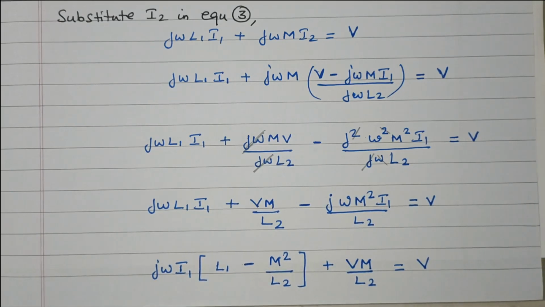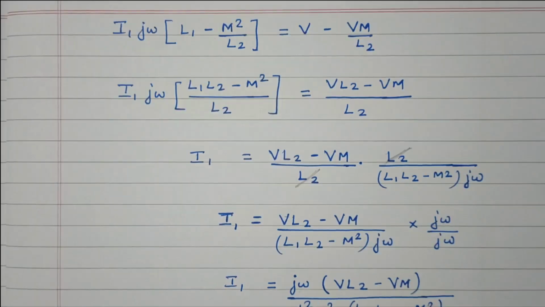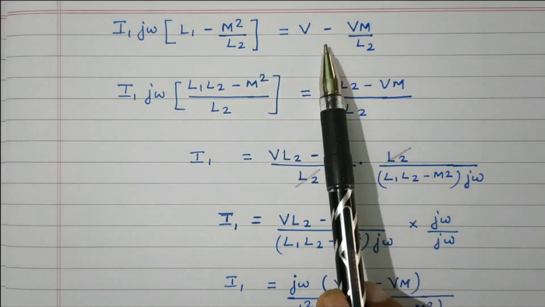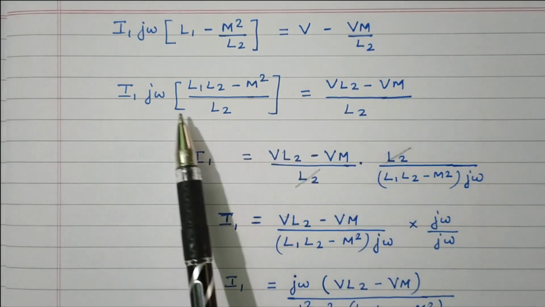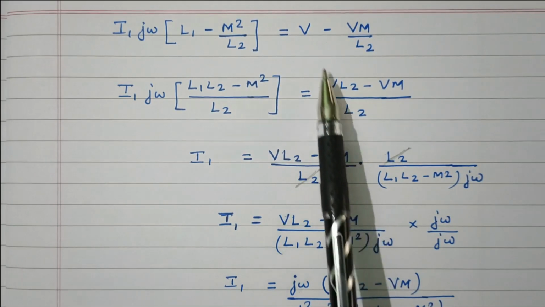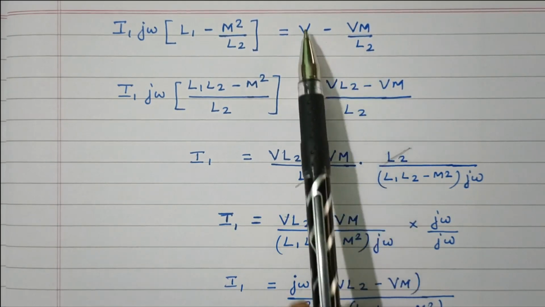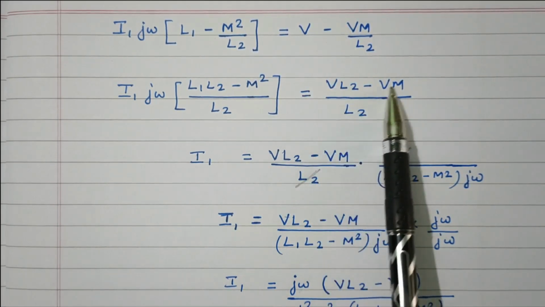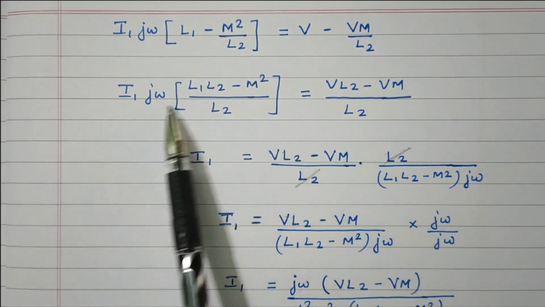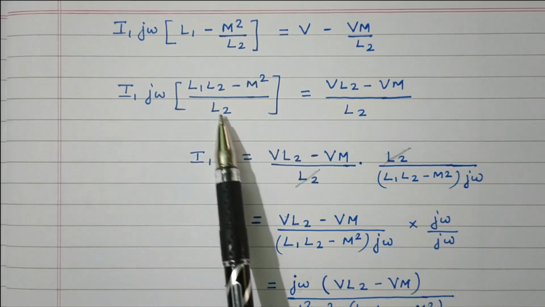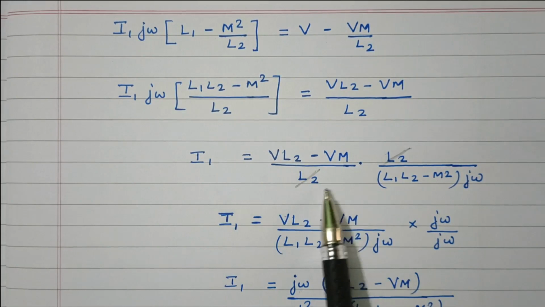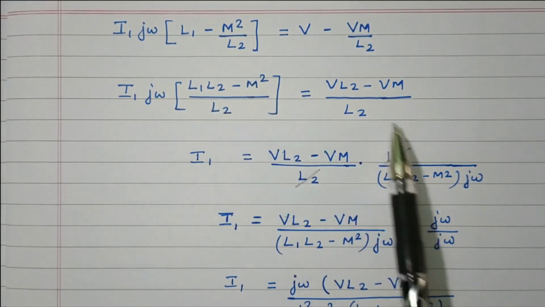Now we'll go for further simplification. Now this V M by L2 is brought to that side, so minus V M by L2. We take the LCM L2, so that we get V L2 minus V M divided by L2. Now, in order to find I1, bring these terms to the denominator. So V L2 minus V M by L2, into this L2 goes to the numerator.